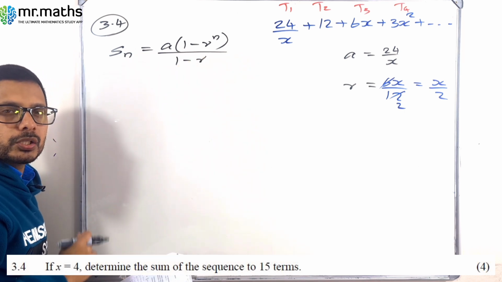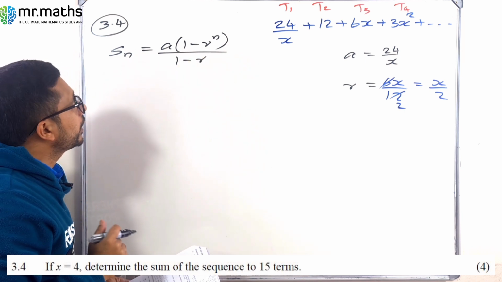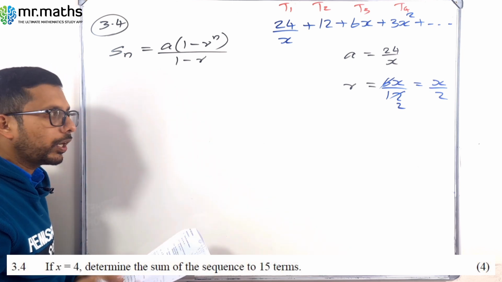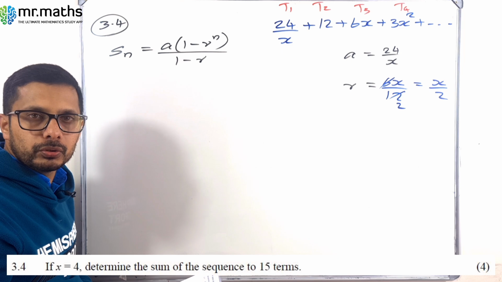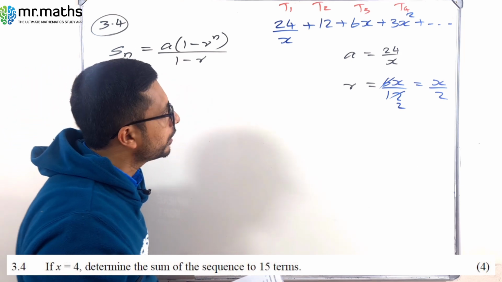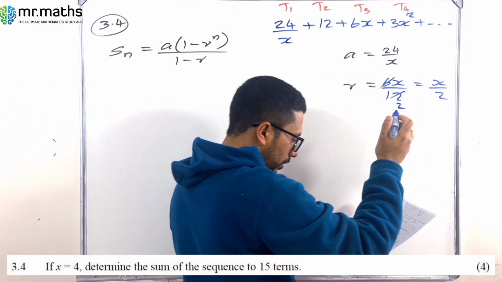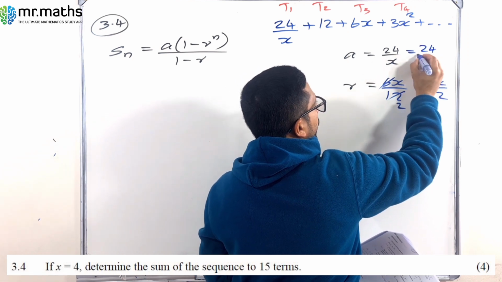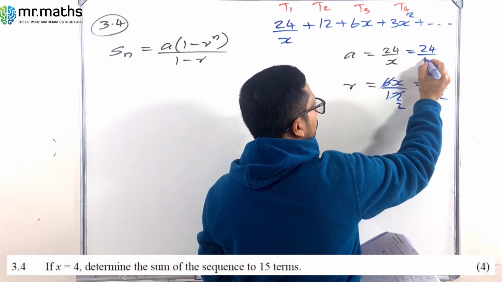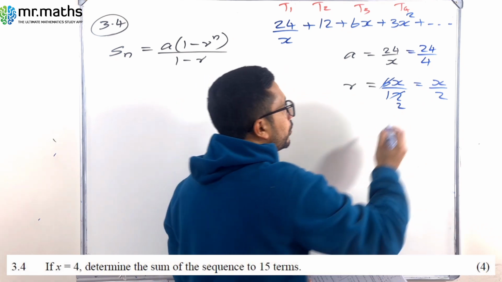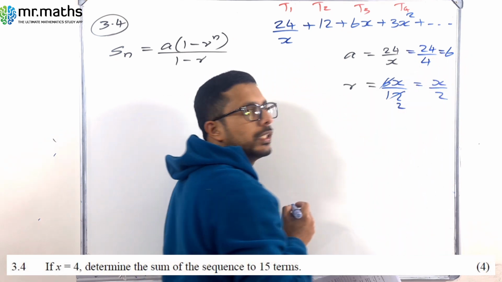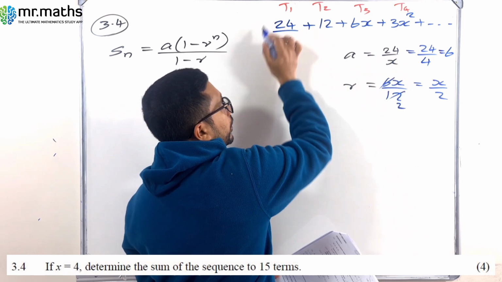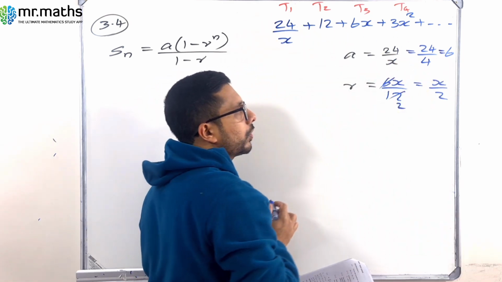Am I right? Okay, so in this geometry series, you have to find the sum of the first 15 terms, and what is given? x is equal to 4. So if x is equal to 4, what is the first term? 24 divided by x. Here it is given x as 4. So what is the first term, guys? It is 6. Can you see that the first term is 24 by x? So it is 24 by 4, it is 6.